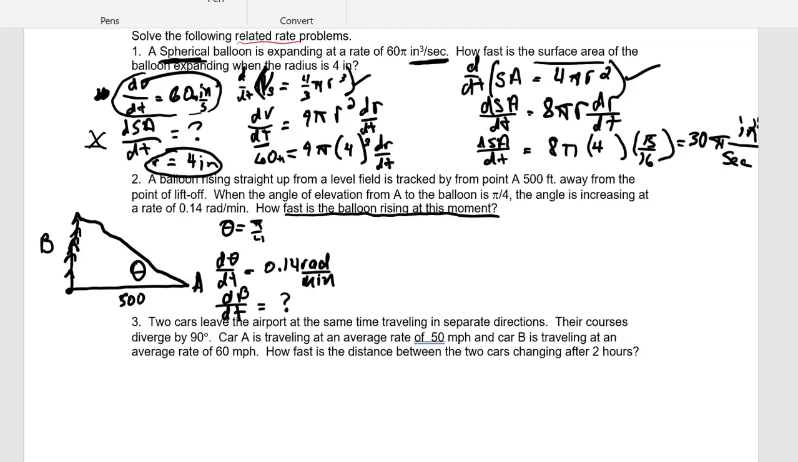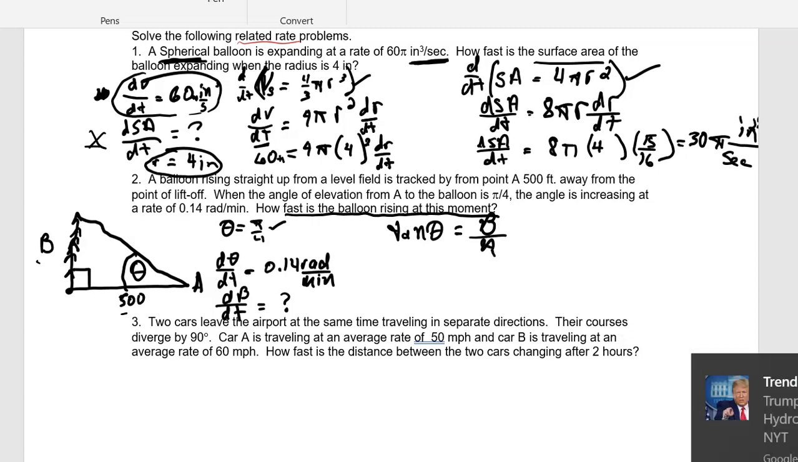Anytime we're dealing with a right triangle, you're going to be dealing with either SOHCAHTOA or the Pythagorean theorem. Since this one involves an angle, this θ, which is going to be the π/4, it's got to be a trig function. If we look at our reference angle, we're dealing with the opposite side B and the adjacent side of 500. So that sets up tangent of our angle equals the opposite side, which is the balloon, over the adjacent side, which we call A.